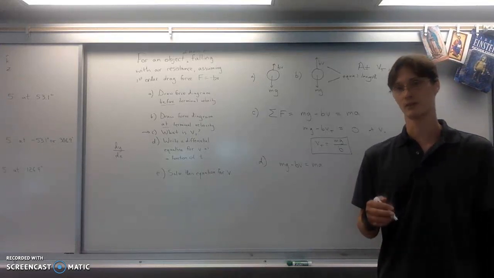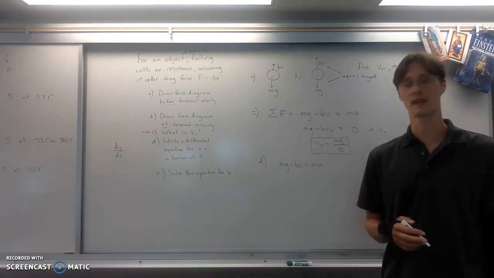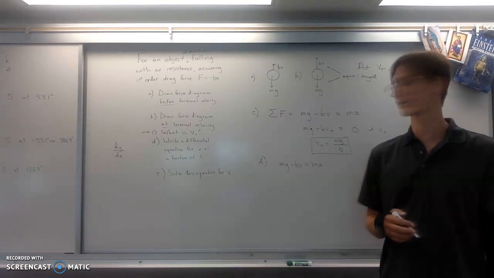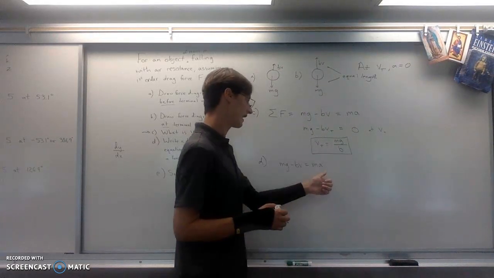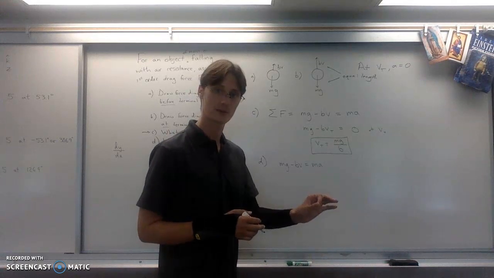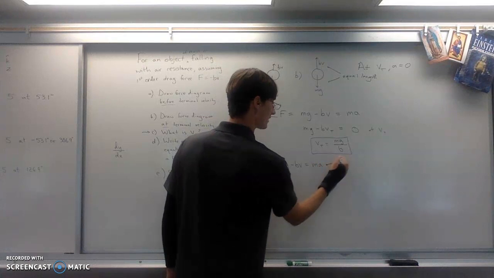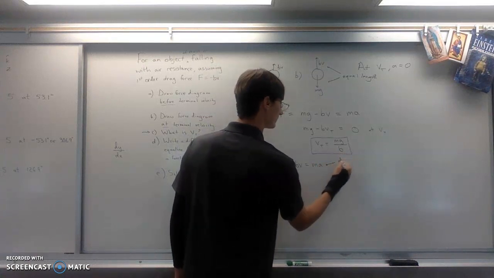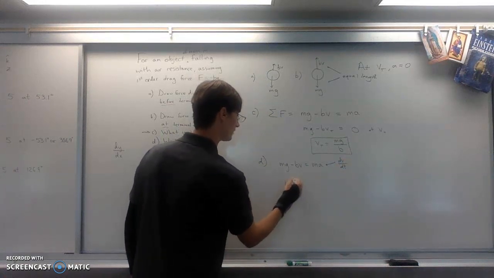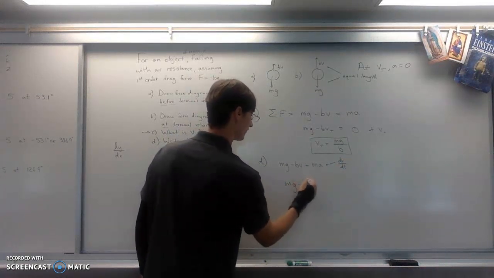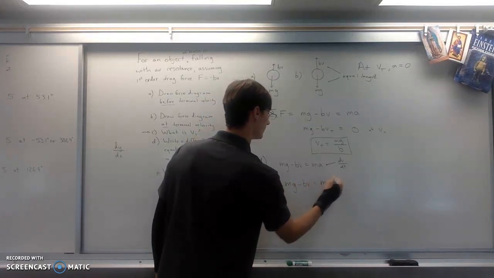So what we have to do is express one of these things in here as a differential with respect to time in order to turn this into an equation that's in terms of time. The thing that we're going to attack is the a. Acceleration is the derivative of velocity. So a can be replaced with dv dt. All right, so then this will go like mg minus bv equals m dv dt.